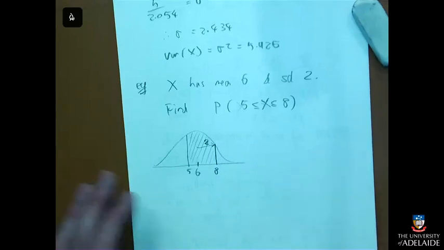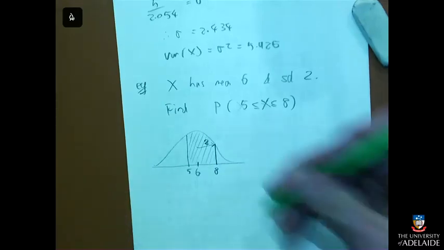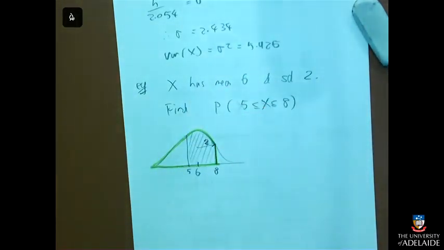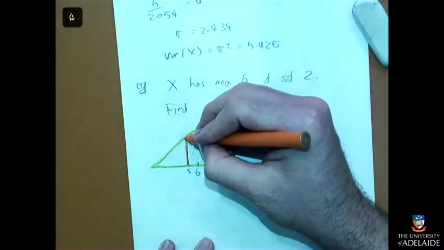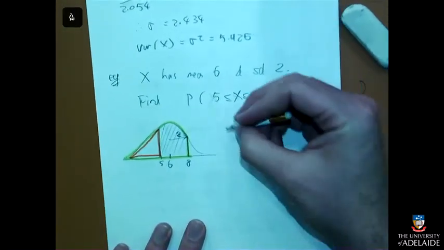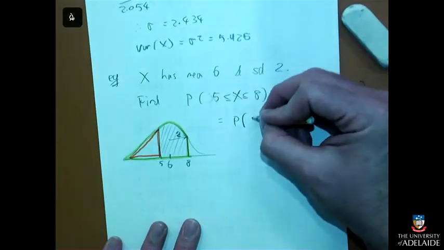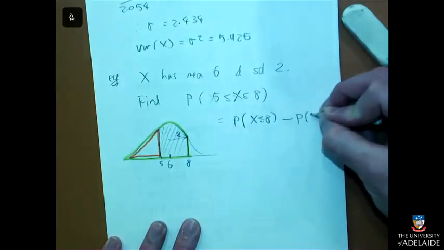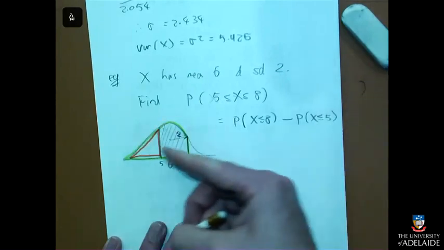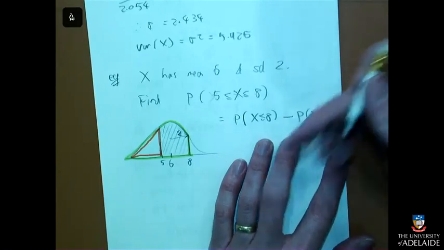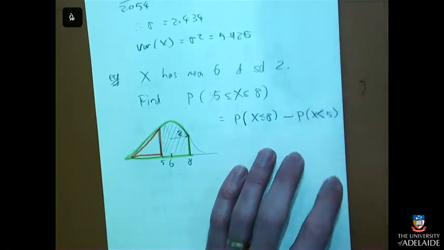So I could do this bit minus this bit, because I'm only allowed to use left-hand bits. So that would be equal to the probability that X is less than or equal to 8, which is the green bit, minus the probability that X is less than or equal to 5, which is technically strictly less than 5. Not that it makes any difference for a normal distribution.